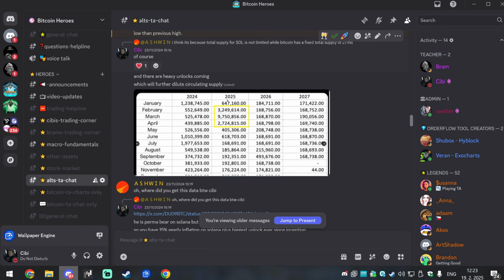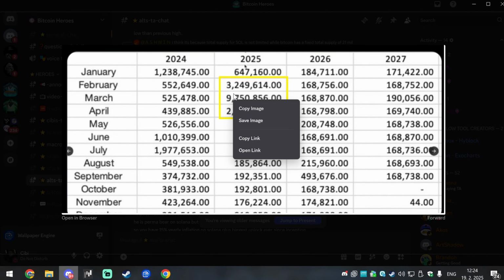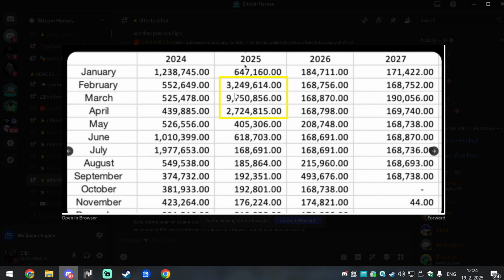Since the end of November, I warned our traders that in 2025 there will be the largest unlocks of Solana in its history. This is going to be the biggest dilution. We already crashed like crazy. This is the main reason. First, the market was front running.